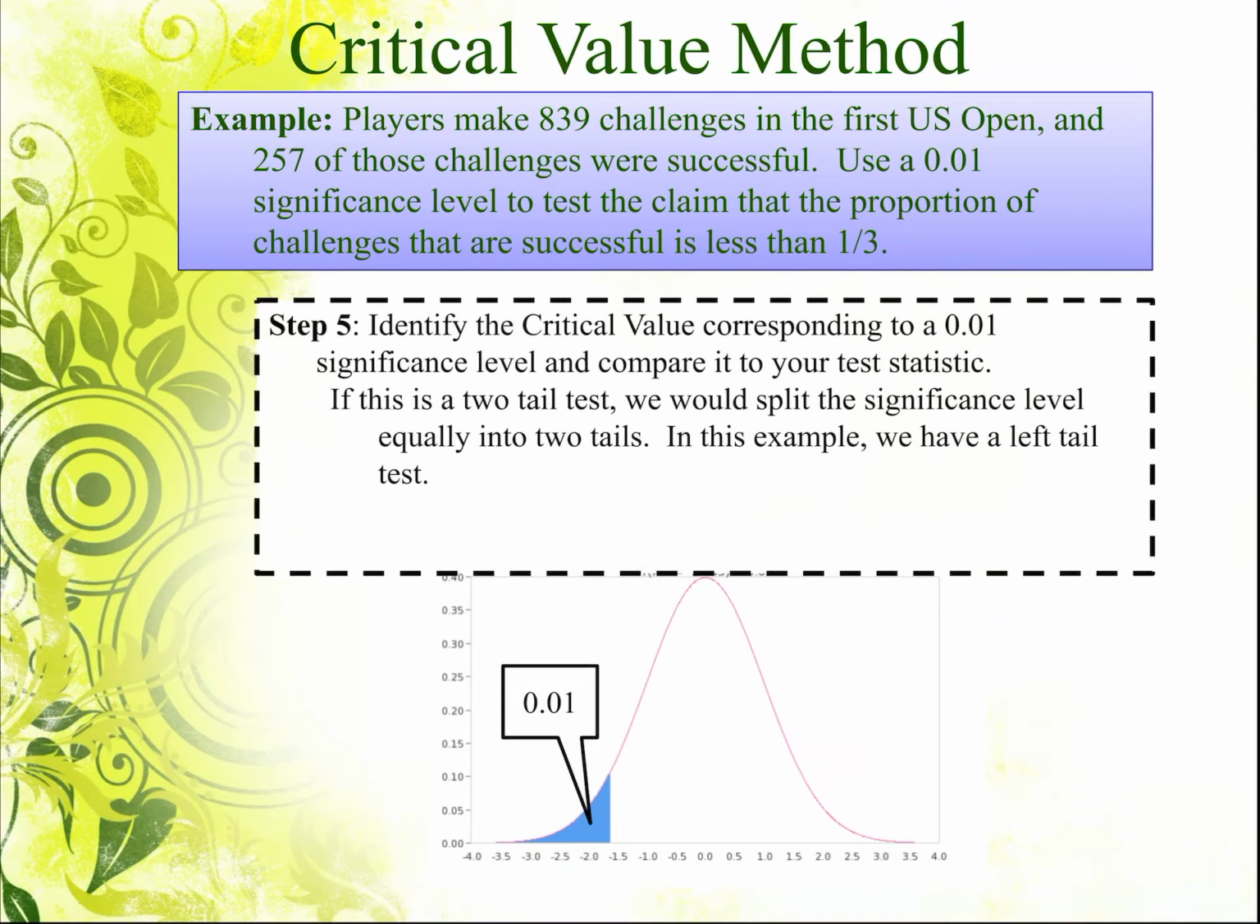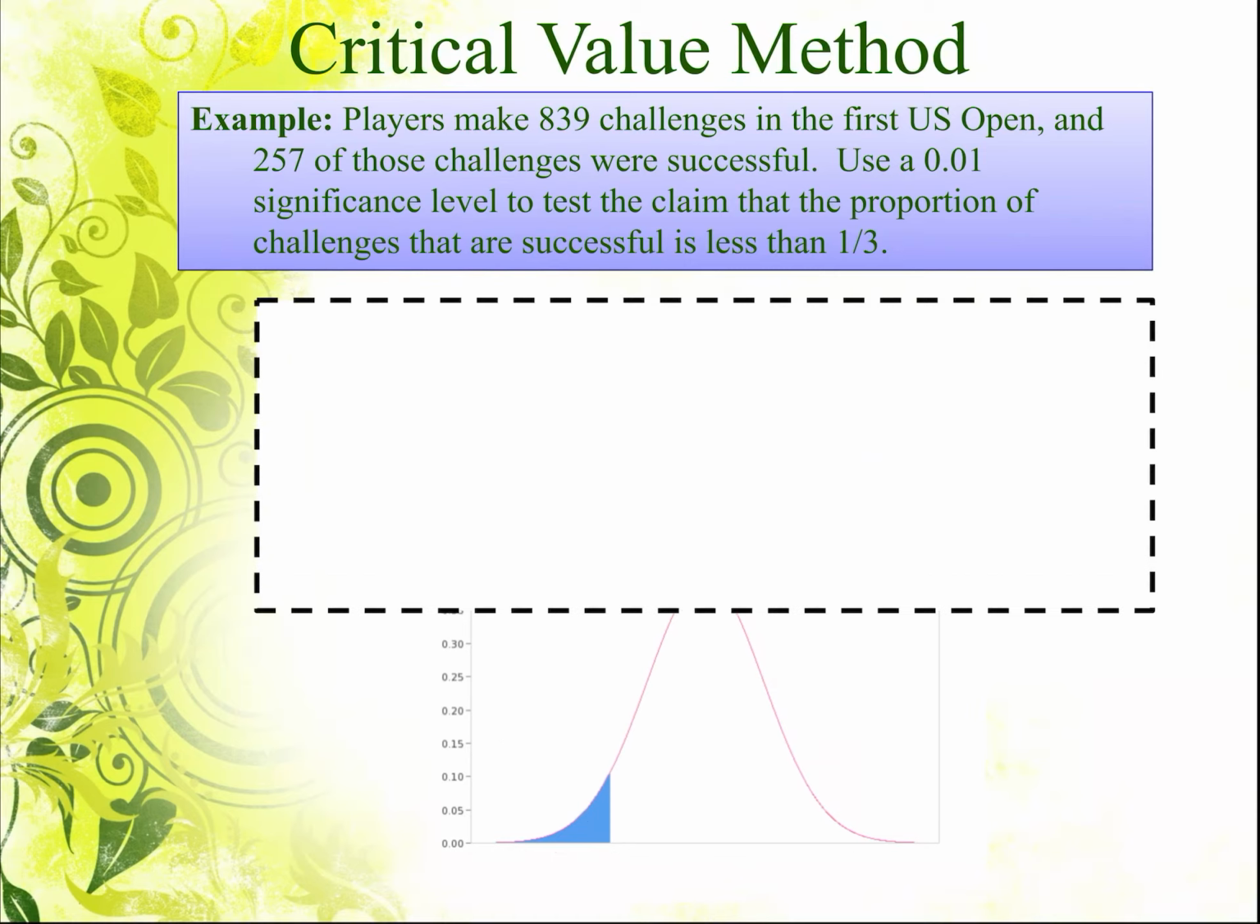Okay, so next step. Identify the critical value that corresponds to a 0.01 significance level. So this is what we've been practicing for a while. If we look up on our standard normal distribution chart or use our graphing calculators to find the critical value that goes with alpha, 0.01, we should get negative 2.33. But remember that the test statistic was only negative 1.46. So at negative 1.46, we are not in the critical region.